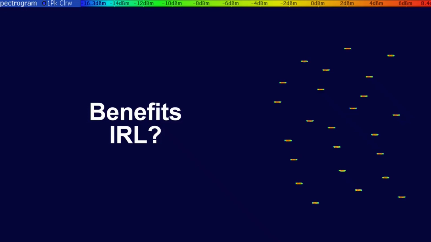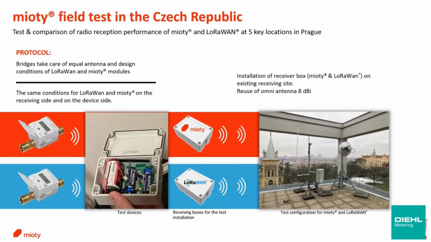I will just give you a few simple examples here of how this is visible in real life situations. So a first case is just a test that was done in Prague, where the customer wanted to compare the radio reception performance of mioty and LoRaWAN. And they set up a very simple antenna site, you see the picture to the right there, with a combined mioty and LoRa gateway.